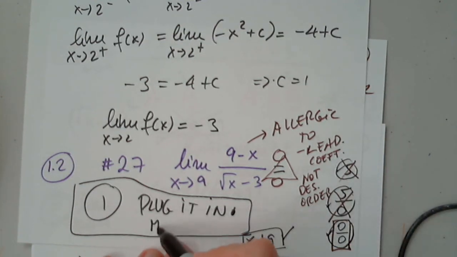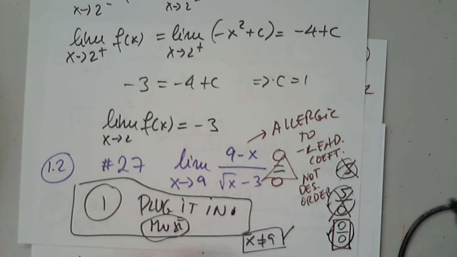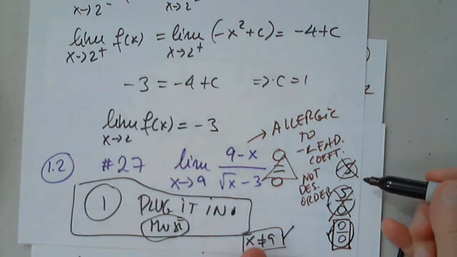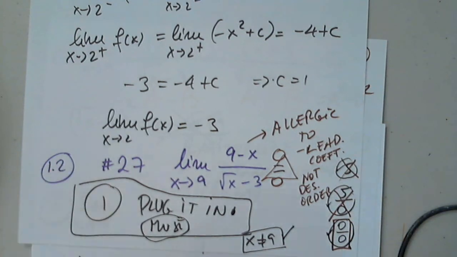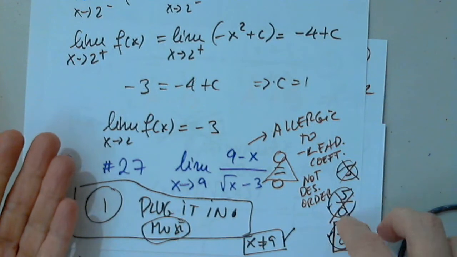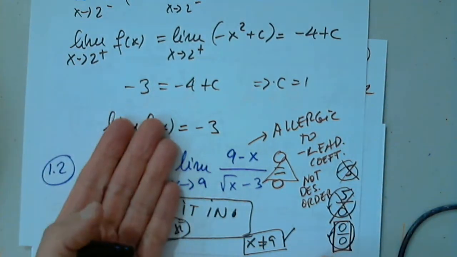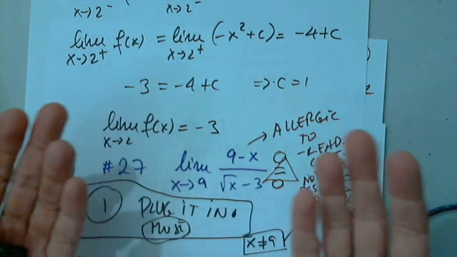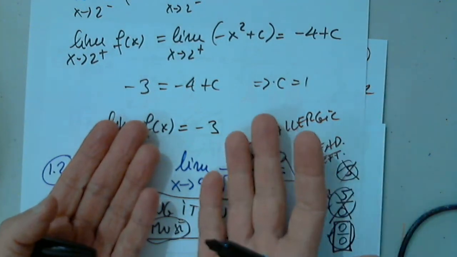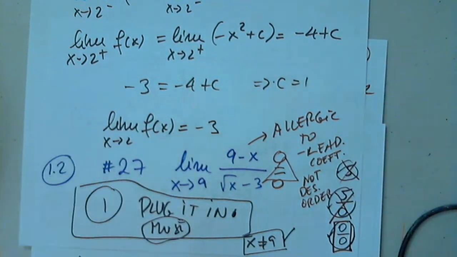That is a must. Because if I don't plug it in, I don't know what to do. If it's 5, I'm done. If it's 5 over 0, then I have to look from the left and from the right, because this is from either side. I have to see if from the left it is infinity, from the right infinity, from the left negative infinity, from the right positive infinity, and so on.